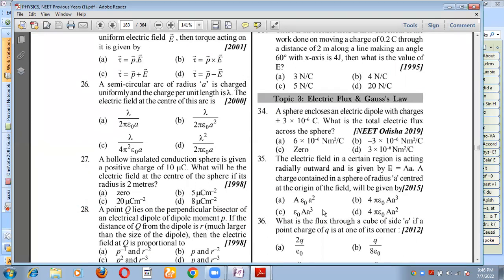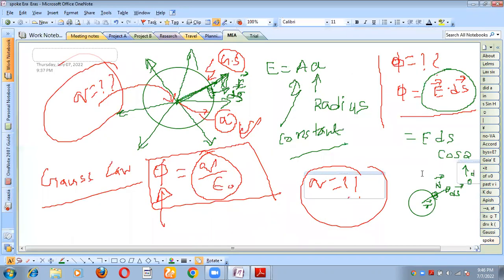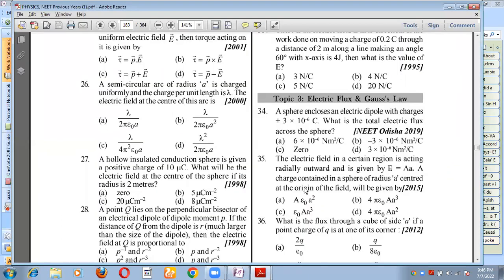See option A, B, C, and D. There is no term like 0. If you take angle 90 degree, the charge will become 0, right? Since if you are taking angle 90 degree, this term will vanish. This term will vanish, and the charge will become 0. Here no option is 0.